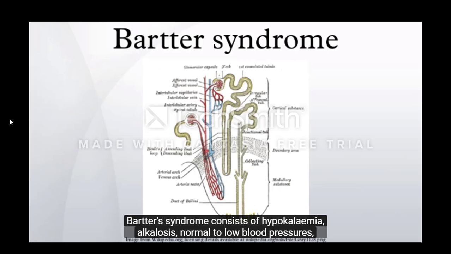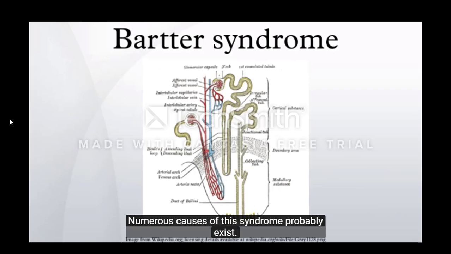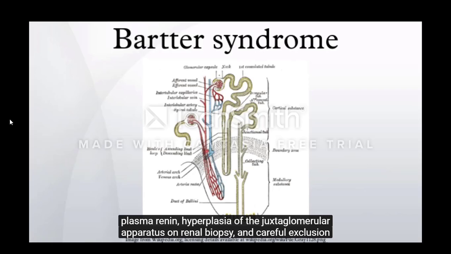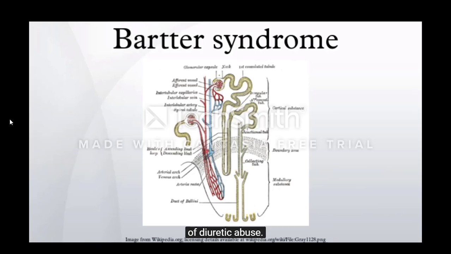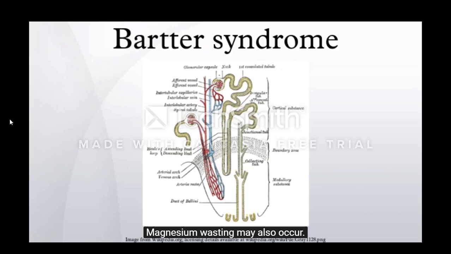Bartter syndrome consists of hypokalemia, alkalosis, normal to low blood pressures, and elevated plasma renin and aldosterone. Numerous causes of this syndrome probably exist. Diagnostic pointers include high urinary potassium and chloride despite low serum values, increased plasma renin, hyperplasia of the juxtaglomerular apparatus on renal biopsy, and careful exclusion of diuretic abuse. Excess production of renal prostaglandins is often found.